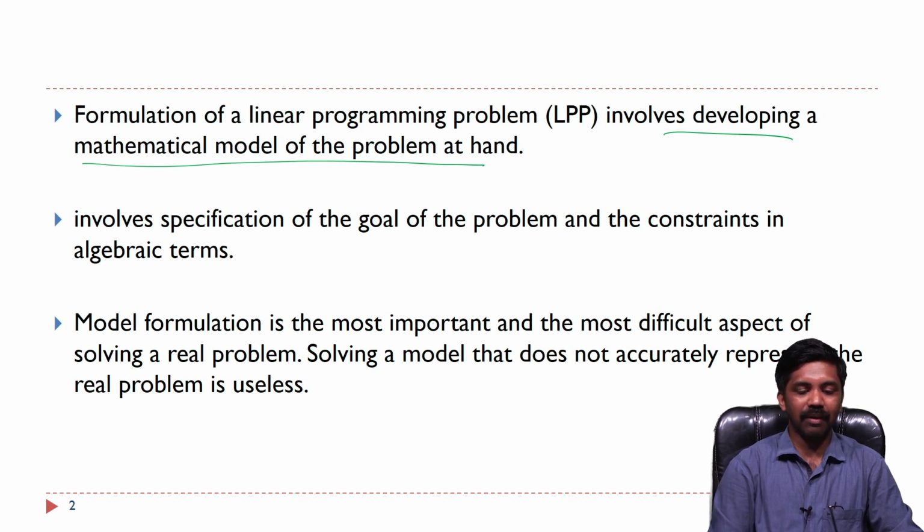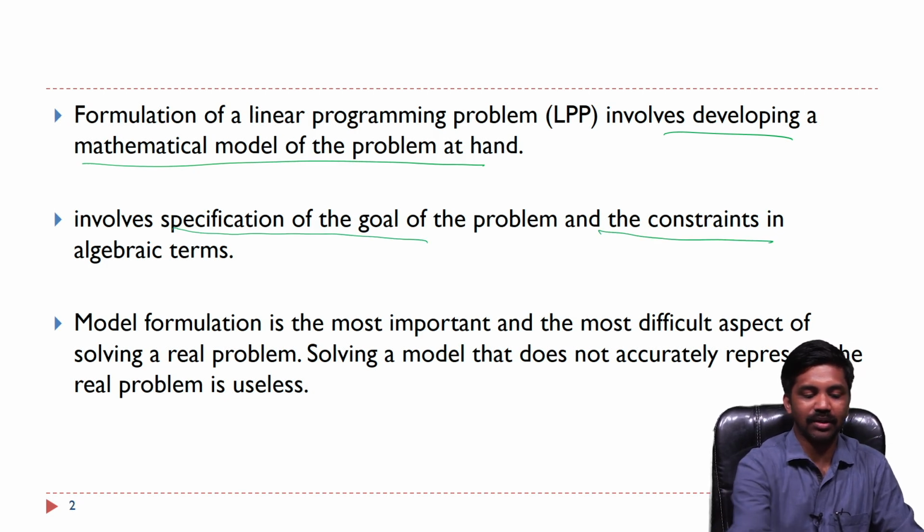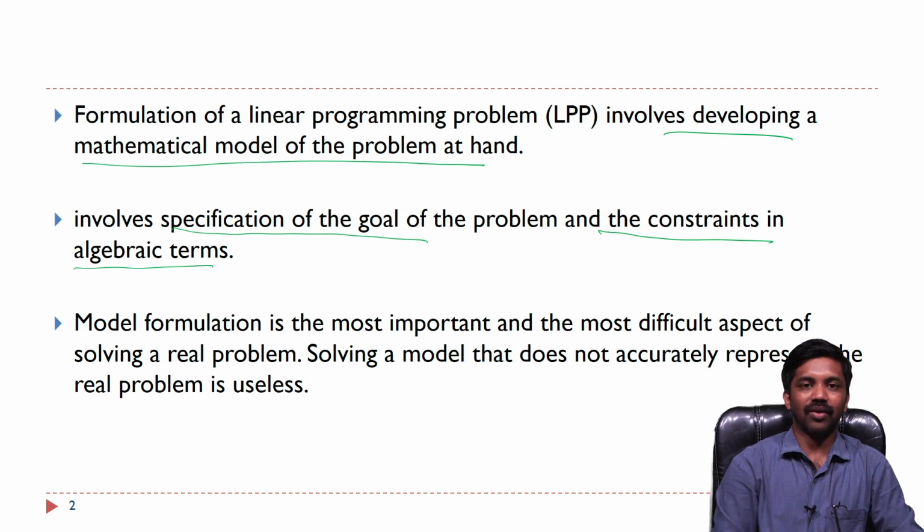It involves basically specification of the goal of the problem and the constraints in algebraic terms. What is the goal, what we have to attain: whether we have to maximize our profit, minimize our cost, or minimize the wastages. That will be specified, and also the decision environment, the constraints, because that goal has to be attained in the presence of certain constraints. So what are the various constraints we have? These two basic things we will express in algebraic terms. This is the formulation we are going to do.